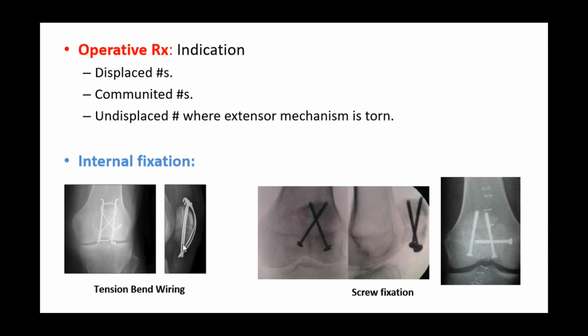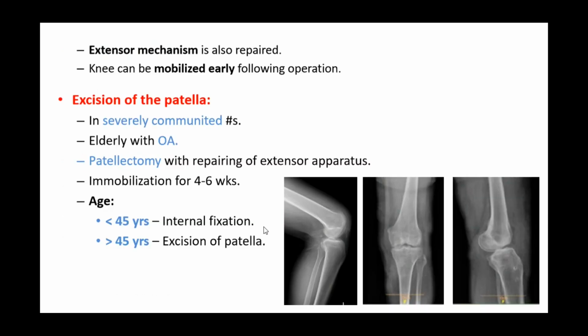In a figure of 8 configuration tension band, this is the 8 shape, and tension band wiring is done. This figure of 8 band presses the two pieces together, creating compressive forces, so healing occurs at a very fast rate. Other than that, screw fixation can also be done. As you can see here, these screws are applied in a cross direction, creating compressive forces at the fracture site. What also needs to be done is that the extensor mechanism should be repaired.